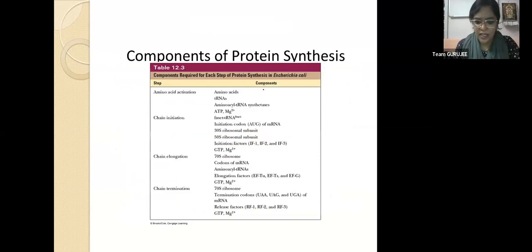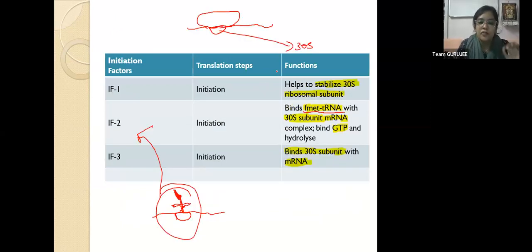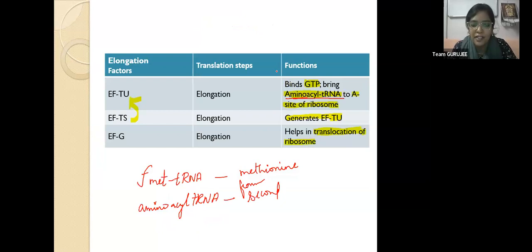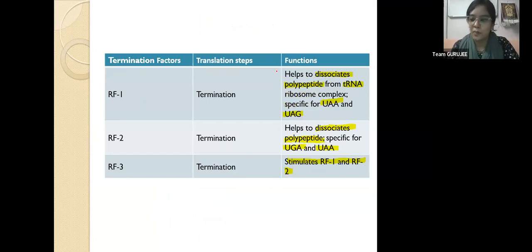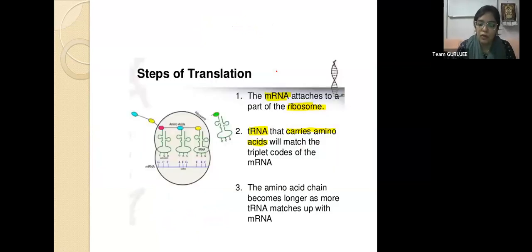So we'll see the process directly. There are some factors involved. The initiation factors are IF1, IF2 and IF3. The elongation factors are EF-Ts, EF-Tu, then EF-G. Then the releasing or termination factors are RF1, RF2 and RF3. Now we'll see the steps and the outline of translation. What happens? First, the mRNA gets attached. The main thing is these are amino acids.